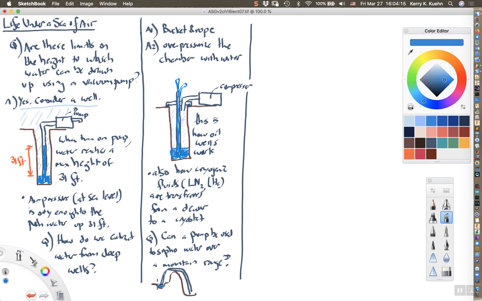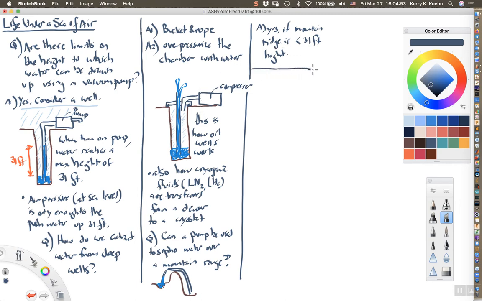And the answer is yes, but only if the mountain range is less than 32 feet high, because after all, if you try to siphon it, you try to pump it, the water can only be pushed up 32 feet. So the answer would be, I guess, a very qualified yes. So the answer is yes if the mountain ridge is less than 31 feet high, which few of them are. Okay.